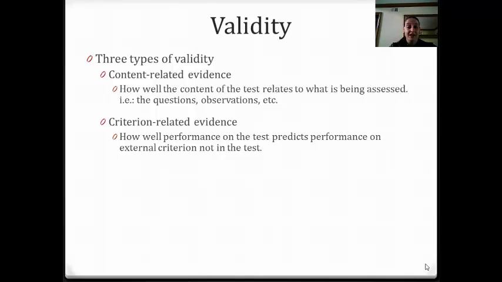Okay, criterion-related evidence is the second type of validity, and it refers to the degree to which performance on an assessment procedure accurately predicts a student's performance on an external criterion, right? So we're trying to see if performance on this test predicts performance on something else. And for example, the SAT, right? One of the reasons why institutions have students take the SAT is that it's supposed to predict performance in the first year of college.